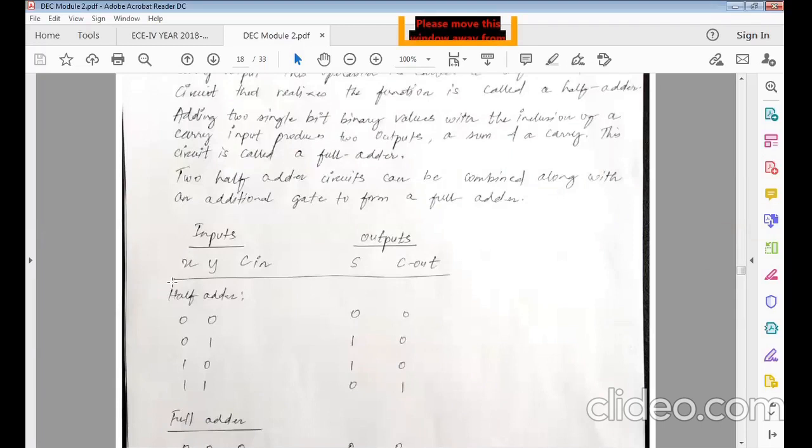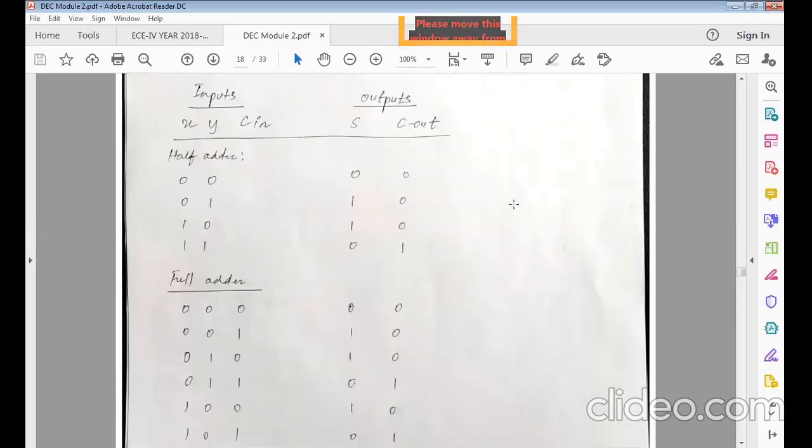Suppose I increase the numbers. Two half adder circuits can be combined and made into a single adder. So that is called your full adder, right? So what I have done here is x, y. These are my inputs, sum, carry. These are my outputs. Okay, so just have a look at this. Have a look at these truth tables.